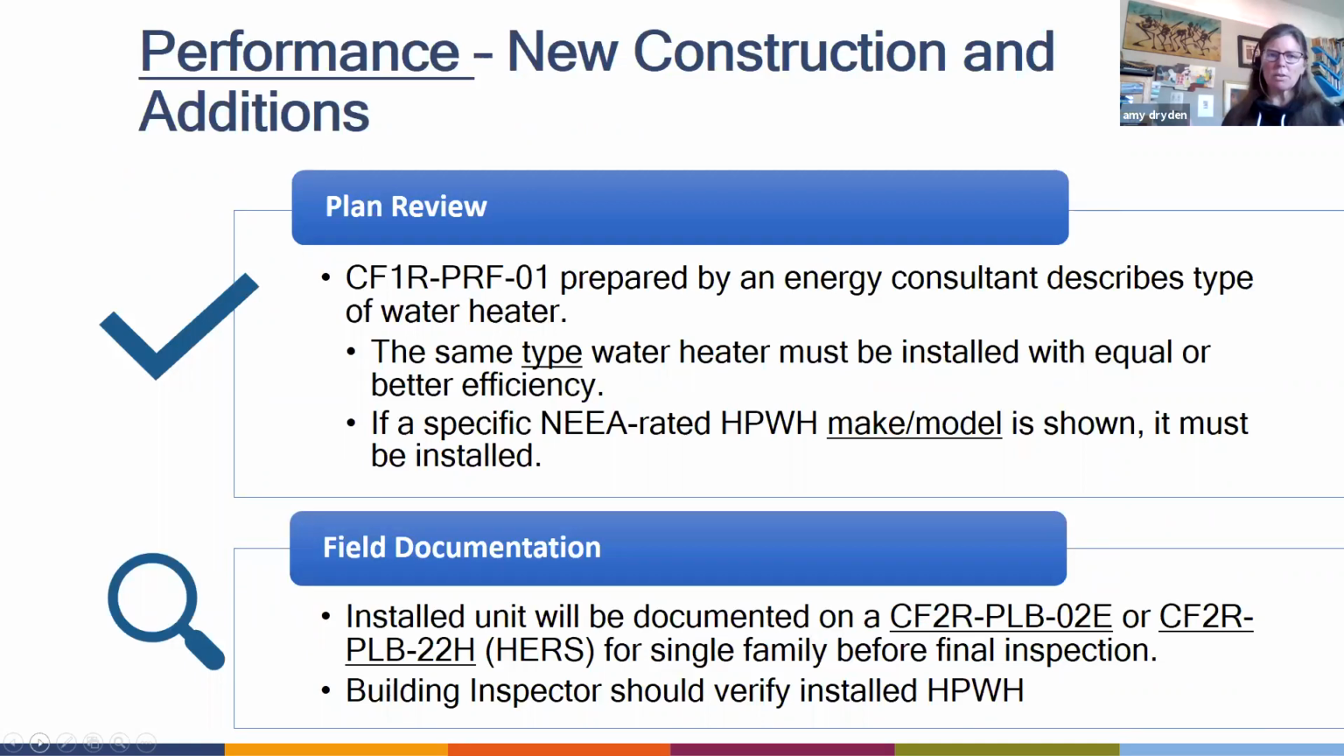So I'm going to go through this quickly, now that we've set up the framework. For new construction, we've got that 1R I've been talking about. It's prepared by the energy consultant. You want to ensure that it's the same water heater that's called out on the plans, and it matches the CF1R. If it's a NEEA rated Tier 3, it's going to show that on the document itself, and it's going to include the make and model. That's going to be required for field inspection documentation, as you see in the next line item. If they call out a NEEA Tier 3, you're going to make sure in the field that yes, that is the correct make and model installed.